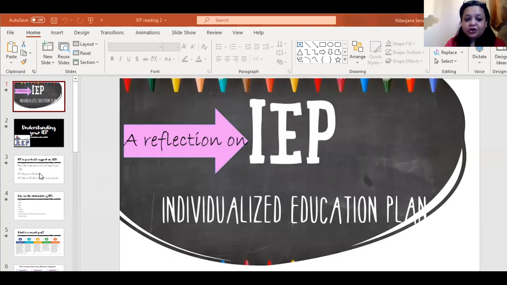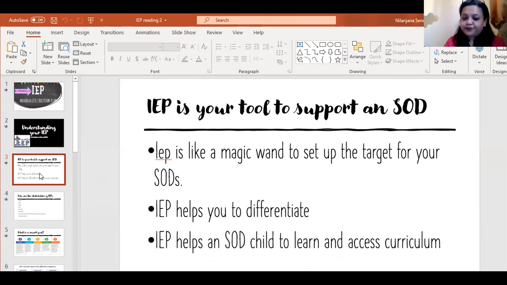Let me take you to what is an IEP. Well, what is an IEP? An IEP is a tool to support an SOD. Here, the word SOD means students of determination, which is a recently coined term. Now, it's like the magic wand, which can just change the life of your child with individual need in class. You can just set up a target using this magic wand.